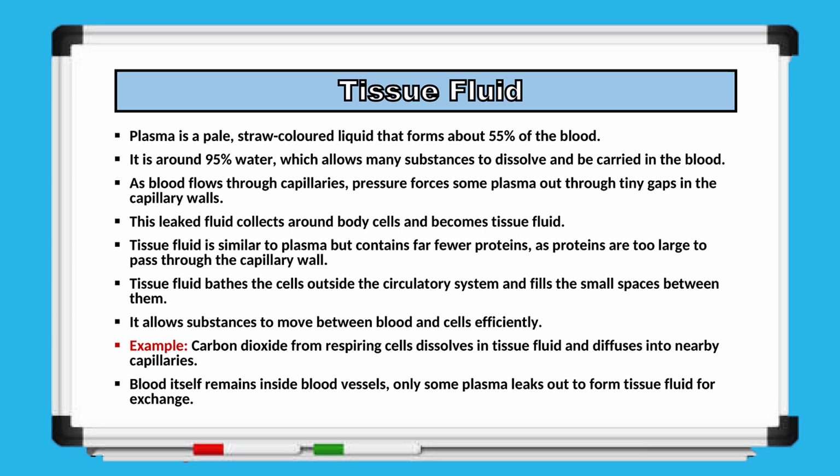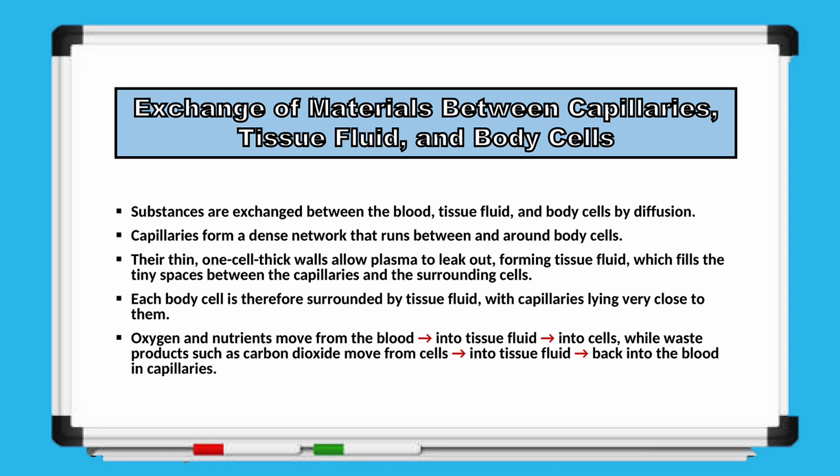Tissue fluid is similar to plasma but contains far fewer proteins, as most proteins are too large to pass through the capillary wall. It bathes the cells outside the circulatory system and fills the small spaces between them, allowing substances to move efficiently between blood and cells. For example, carbon dioxide from respiring cells dissolves in tissue fluid and then diffuses into nearby capillaries. Note that the blood itself stays within the vessels, while only some plasma leaks out to form tissue fluid for exchange. Now let's talk about the exchange of materials between capillaries, tissue fluid, and body cells.